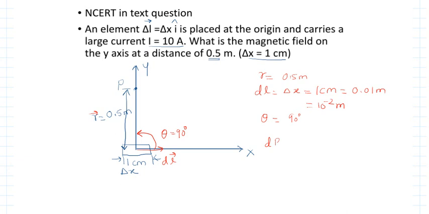Now let's find out the magnitude by using the magnitude formula. Mu naught over 4 pi times IDL sine theta upon r squared. Okay. So let's put up the values over here. Mu naught, the value is 4 pi times 10 to the power negative 7. Denominator 4 pi, if you want you can write. If you don't write, that is also okay, because that is gonna get cancelled out.